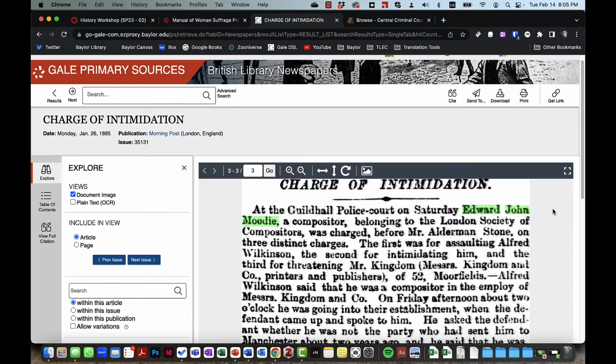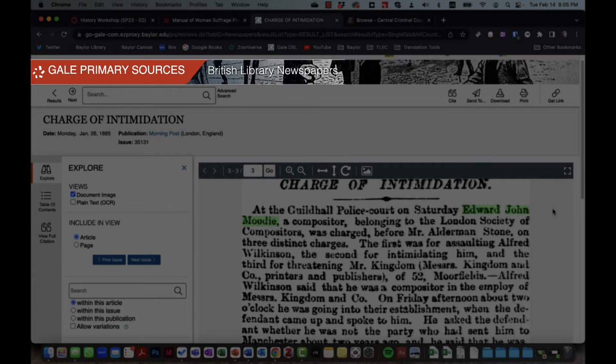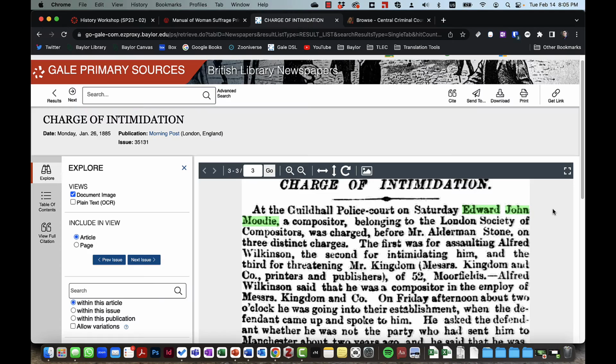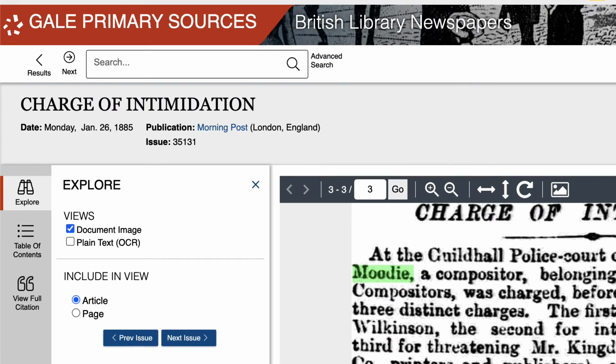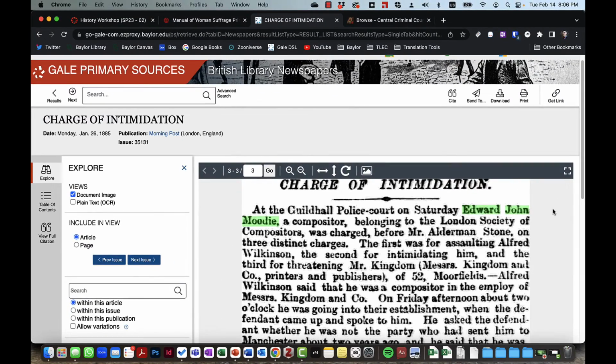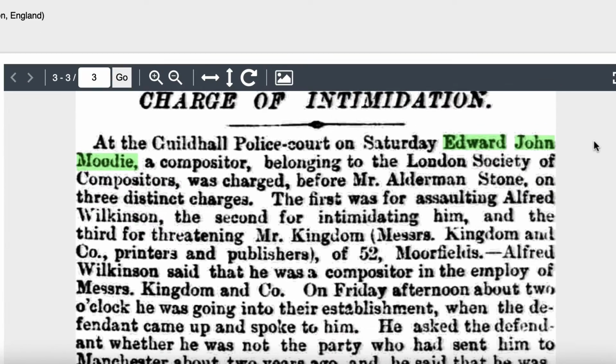Okay, so how do we do the work of corroboration? Well, let's take an example. Let me try to show you. So I found a newspaper article from this database, the British Library Newspapers. And this article comes from the publication The Morning Post out of London, England, dated January 26, 1885. Here's what the article says. It's titled Charge of Intimidation, and it begins by saying this.